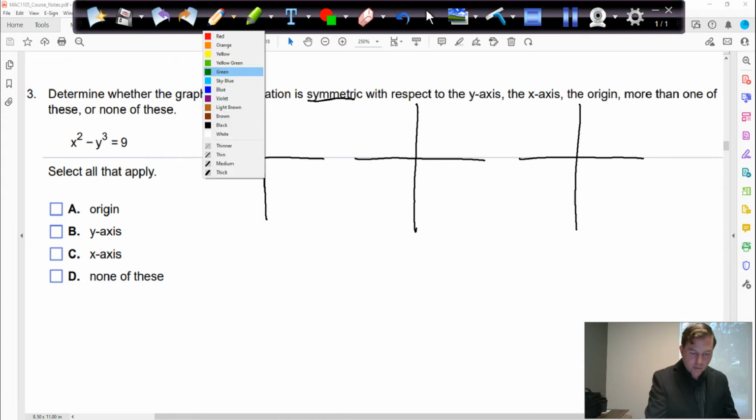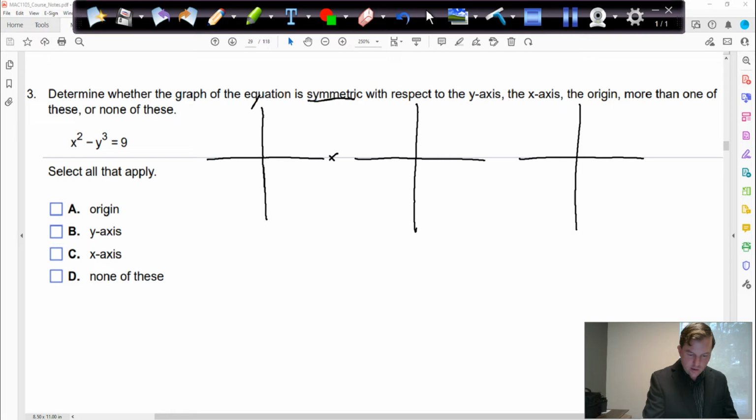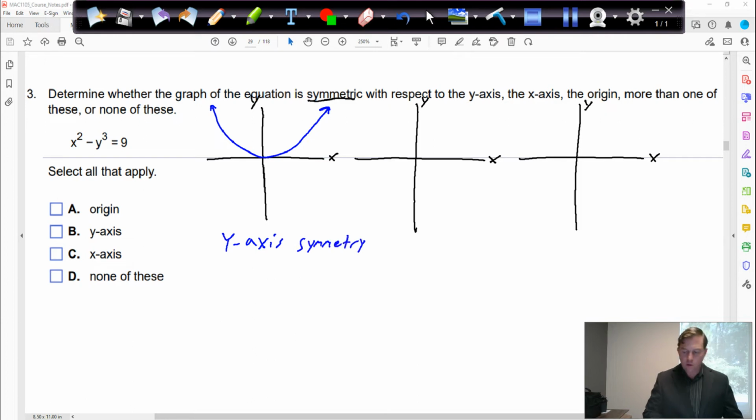Actually, let me put the axes in here, so this is x and y, x and y, x and y. Okay. One is when you have a symmetry about the y-axis. So this is called y-axis symmetry. Now we had seen that this was the parent function for any x raised to an even power. So these are also called even functions.